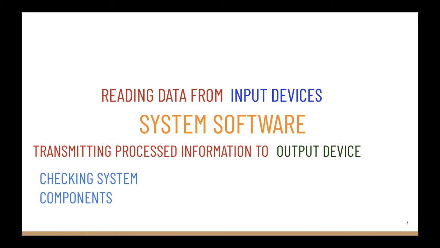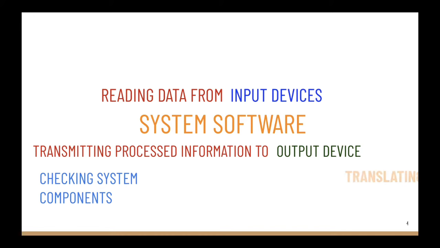Third use is checking system components. System software ensures that all the components attached to a computer system are working properly or not. Let's say we switch on the computer and there is some problem with the keyboard. Now the system software will check all the components, and if there is any component missing, it will give you some kind of message so that you can rectify your mistake.